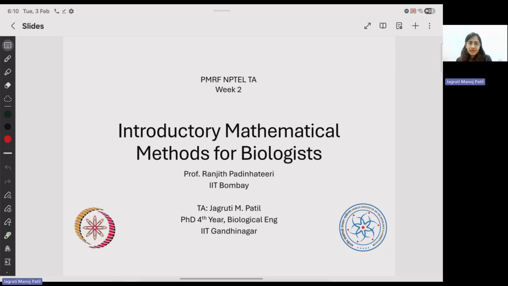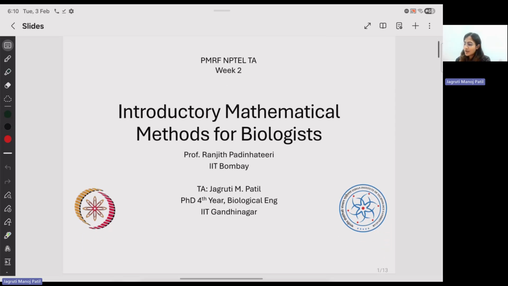So this is week 2 for the course Introductory Mathematical Methods for Biologists. This course is by Professor Ranjit from IIT Bombay, and I am Jagriti, a fourth year PhD student in the Department of Biological Engineering at IIT Gandhinagar. My research is based on quantitative ultrasound for soft tissue characterization. I work on signal and image based processing techniques for tissue characterization, to see disease progression and how to detect it early. That's my field of research, and this is what I'll be TAing for.